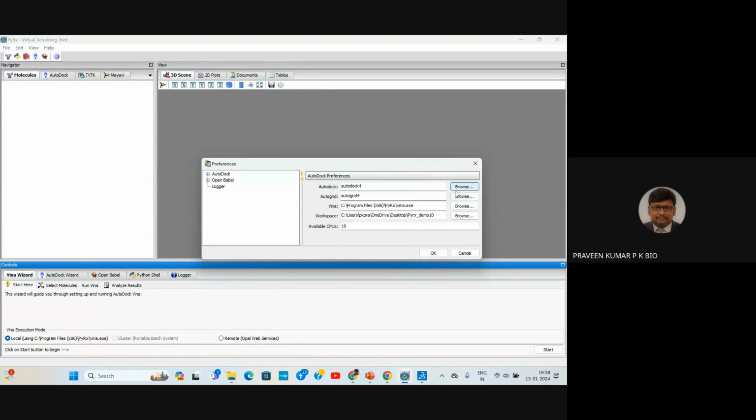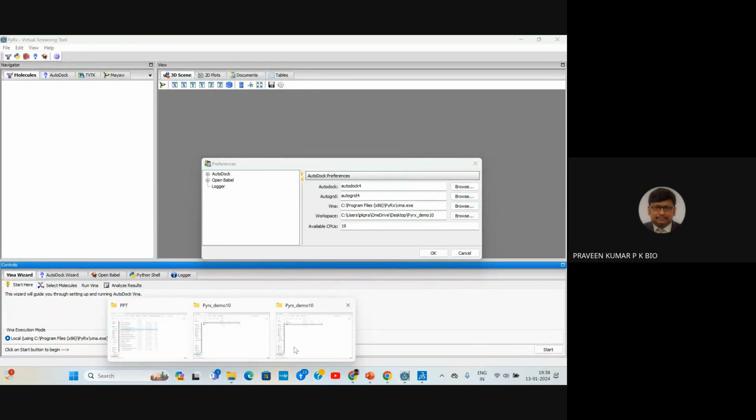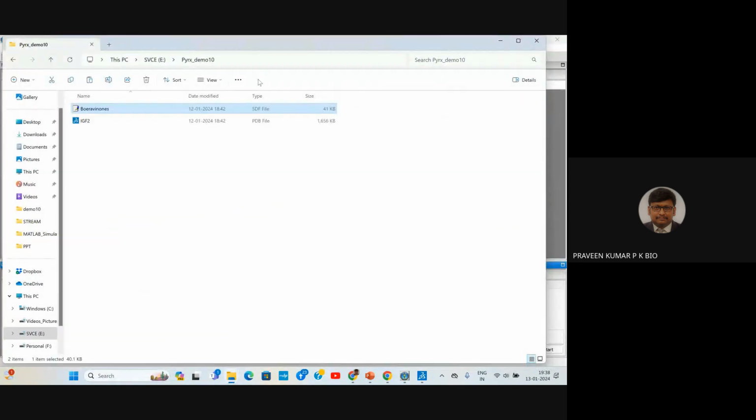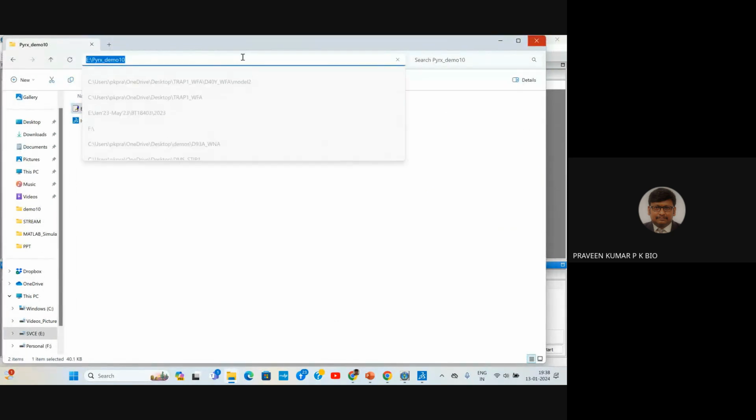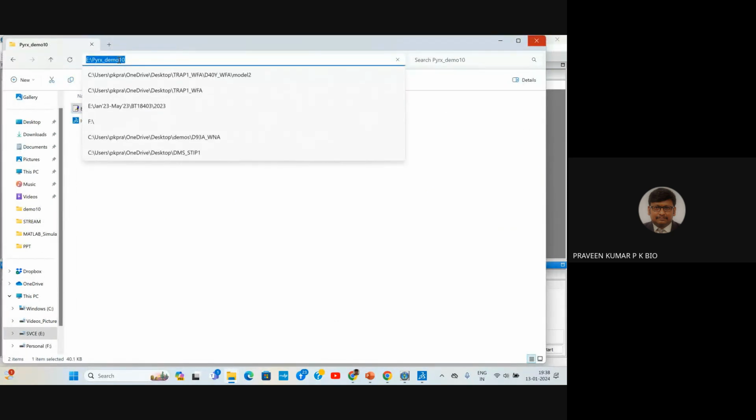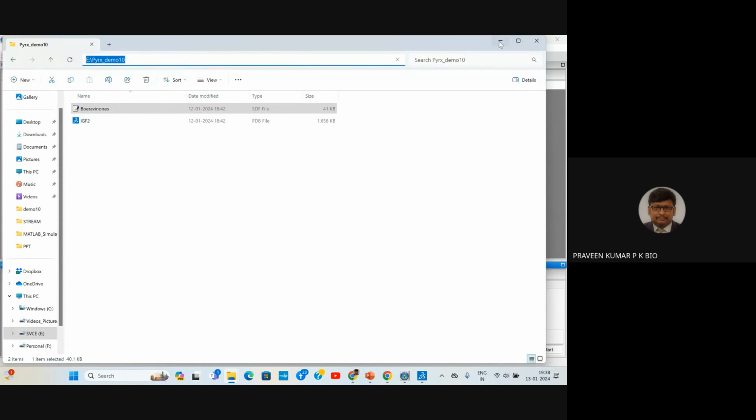So what is the path we had actually? It's not the C users, but presently I had a folder in E drive. Okay, I have a folder in E drive. So I close one window. To fetch the path, you simply click here, try to copy the path.